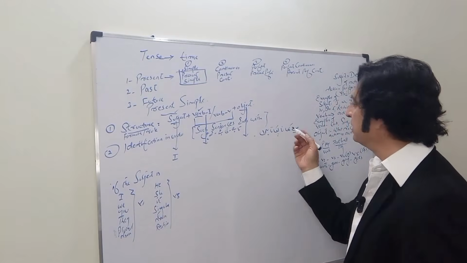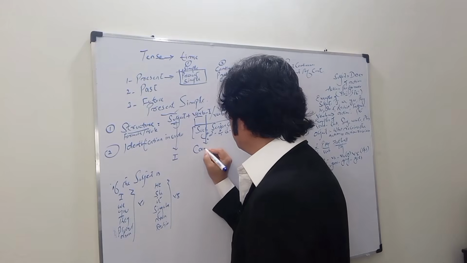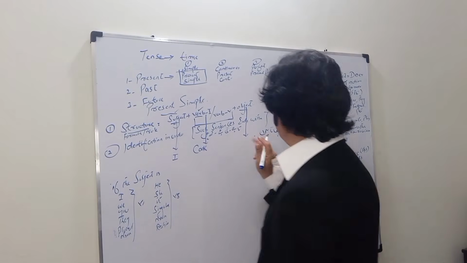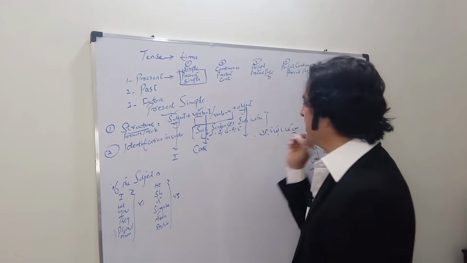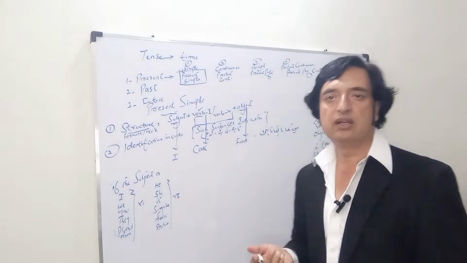So मैं खाना पकाता हूँ. I, the verb cook. I cook. The verb first form, I cook, and the object खाना, food. I cook food. Very easy.